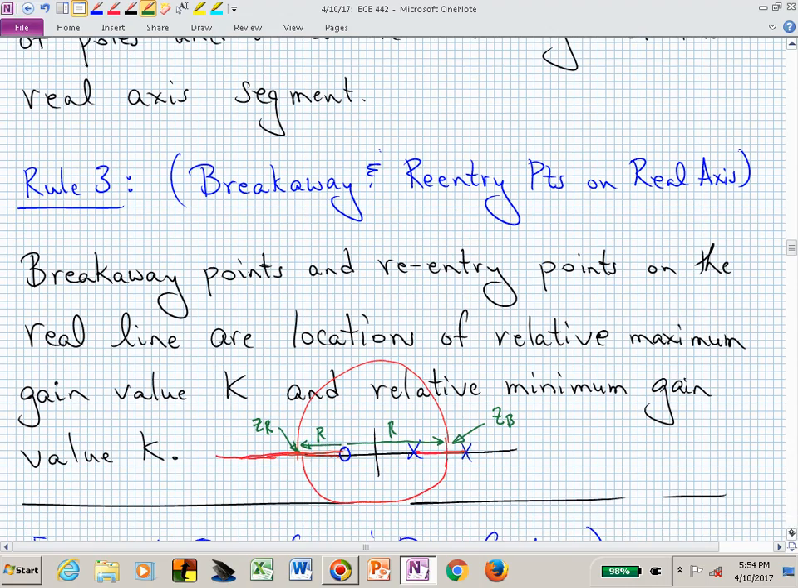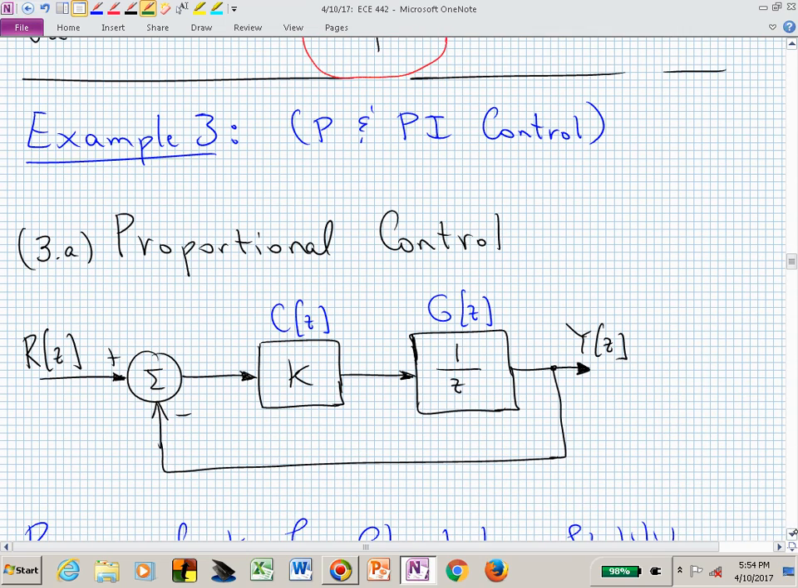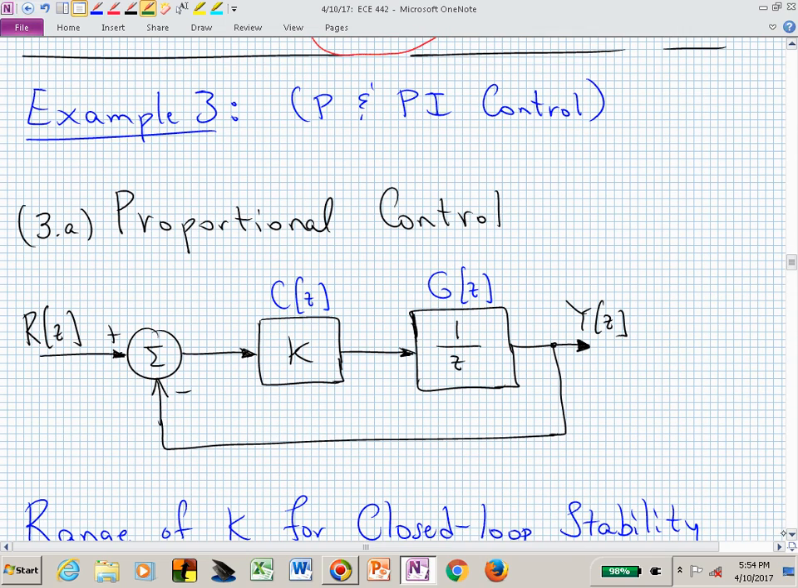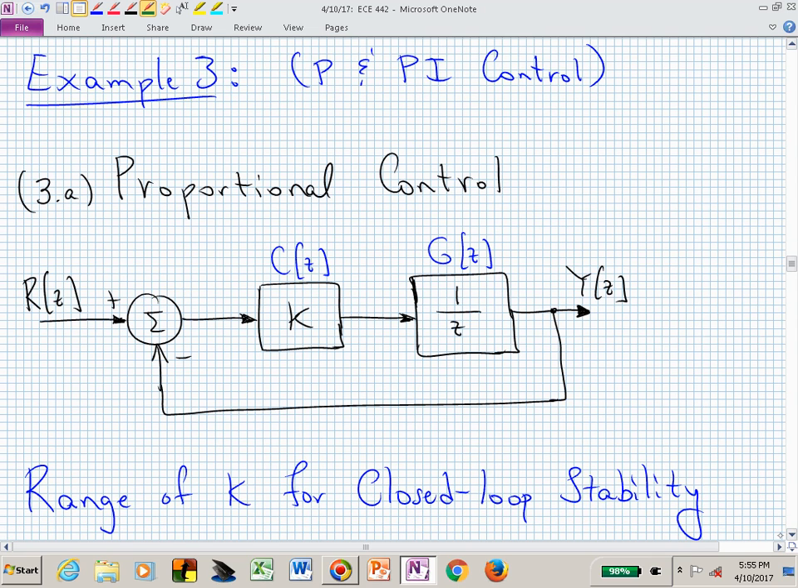Those are now our rules. Let's go into an example. Here's example number 3. Hopefully we've been playing along with the right example numbers. My plant now is just 1 over Z. It's a very basic plant. I have a plant that's 1 over Z, and I want to control this with a proportional controller. And I want you now to find the range of K for closed loop stability.